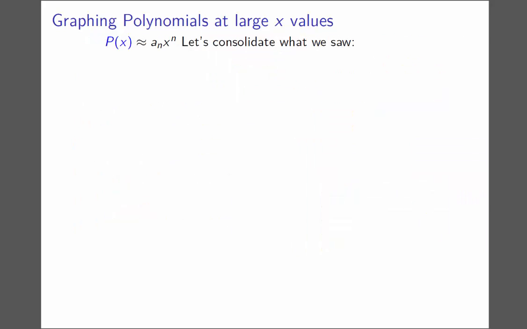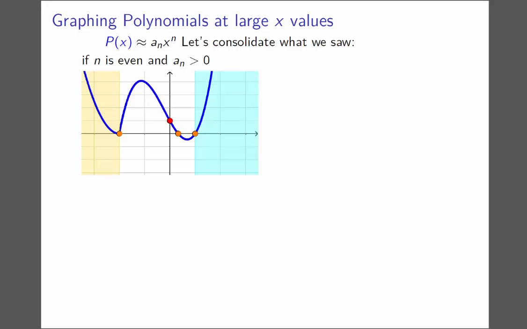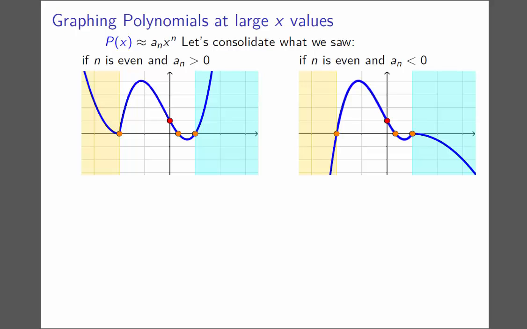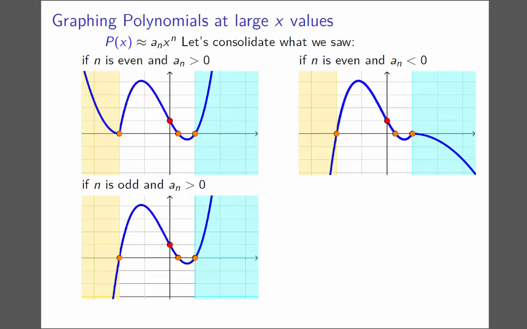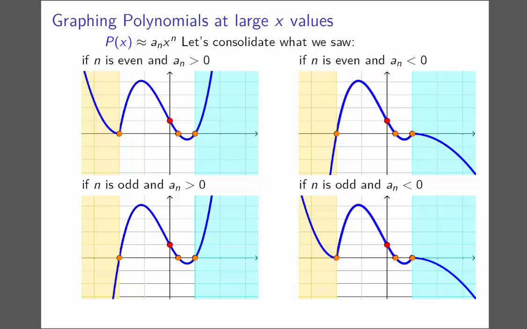Let's consolidate what we just saw. If n is even and a_n is positive, then on both ends of our graph, our polynomial will be going off to infinity. If n is even but a_n is negative, then we saw our polynomial is going off to negative infinity on both ends. And if n is odd and a_n positive, our polynomial is going to infinity on the right-hand side and negative infinity on the left-hand side. And finally, if n is odd and a_n is negative, then our polynomial is going off to negative infinity on the right-hand side, while it goes off to positive infinity on the left-hand side.